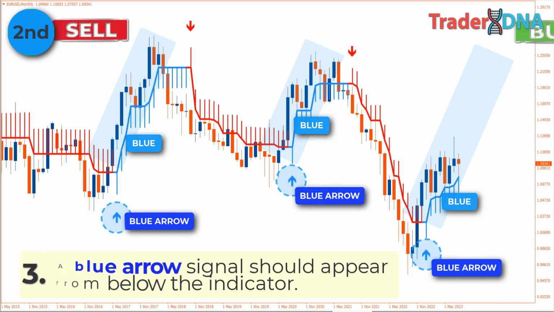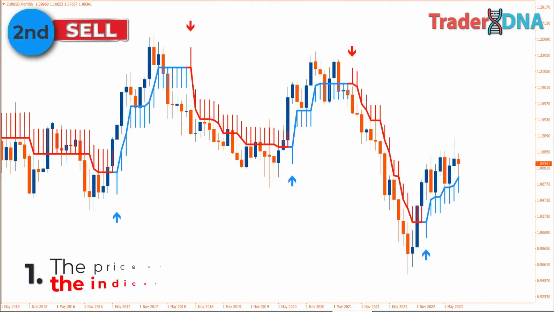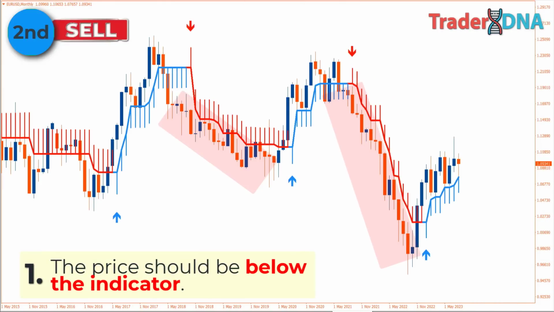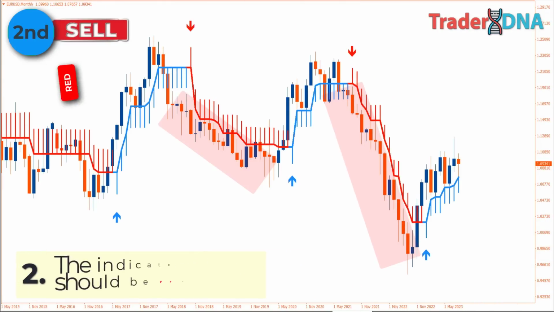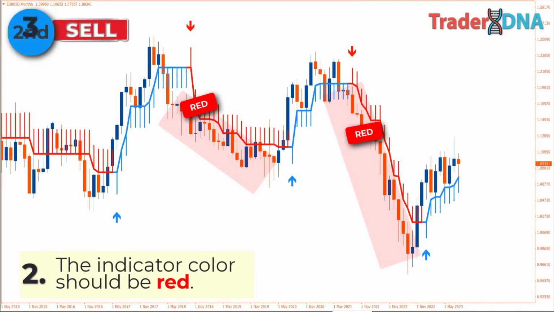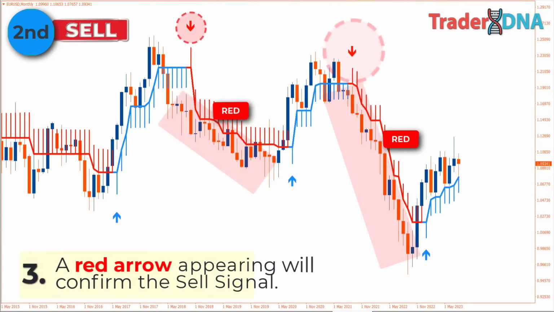For a sell situation, first, the price should be below the indicator. Second, the indicator color should be red. Third, a red arrow appearing will confirm the sell signal.